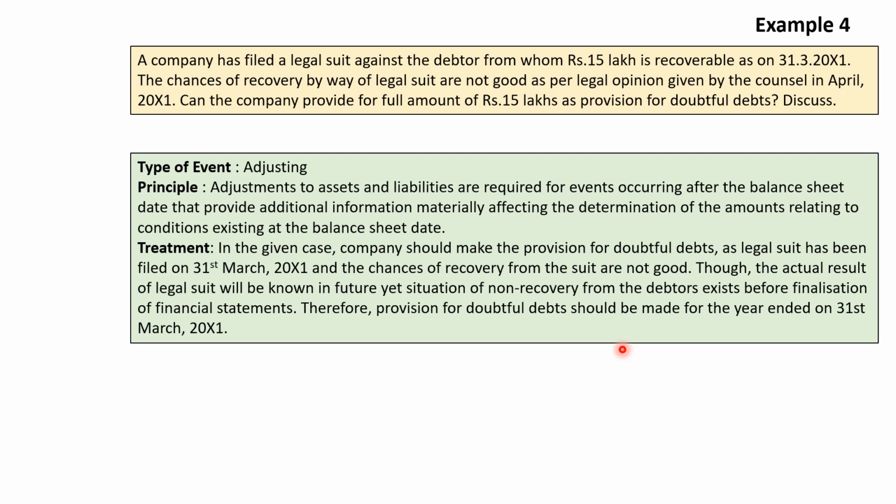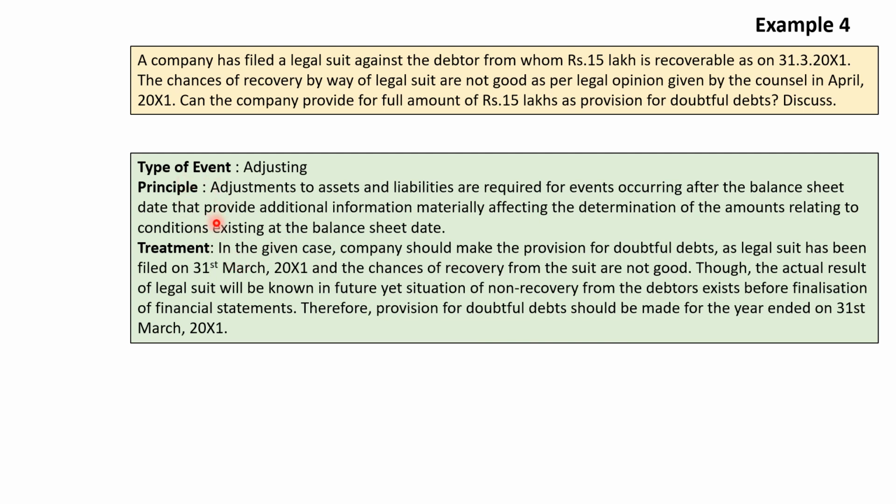So now, in the month of April, before the financial statements are approved by the board of directors, if the counsel has given you the clarity of thought, if the counsel has given you the clear position that probably the company is not going to win, it is better for you to make the adjustment in the P&L account itself by passing the entry: P&L account debit to RDD account. P&L will be debited and RDD will be credited by rupees 15 lakh. So it's an adjusting event. You can read the principle.